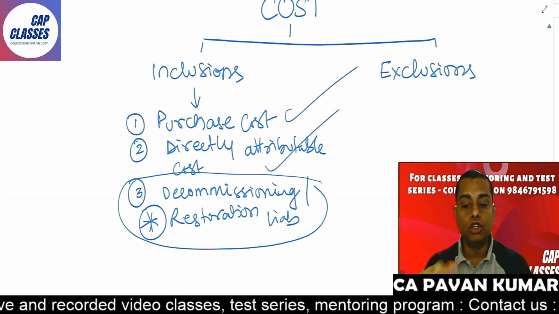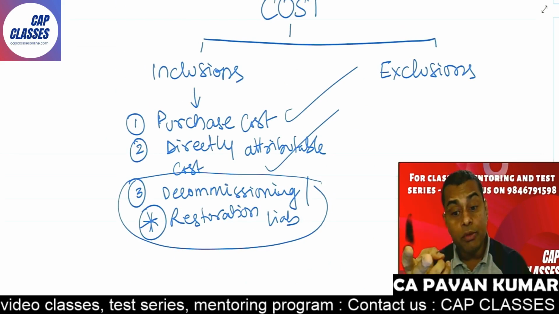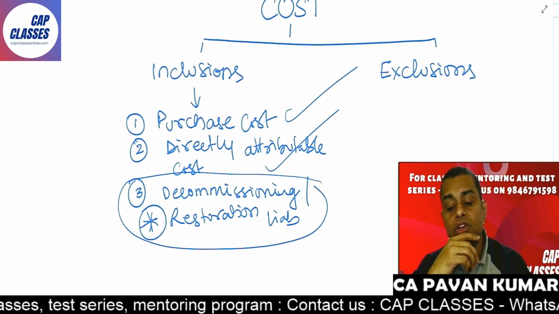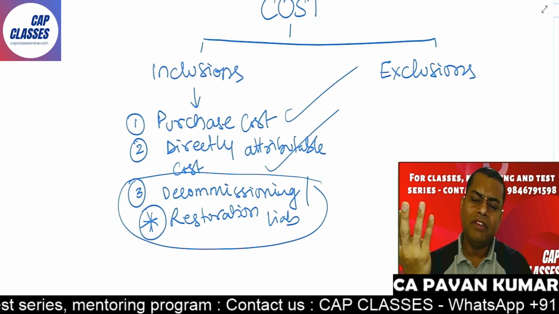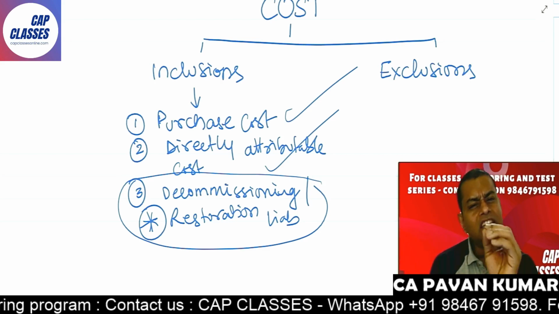So what are the inclusions? 1. Purchase cost. 2. Directly attributable cost. 3. Decommissioning or restoration liability. Even, I have given you this land mining example of 2,500 crores. Big example. Small example, I'll tell you.